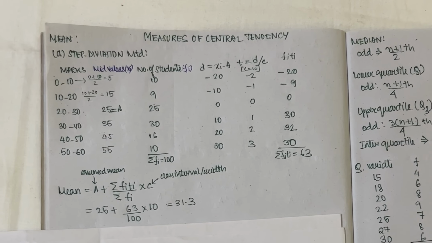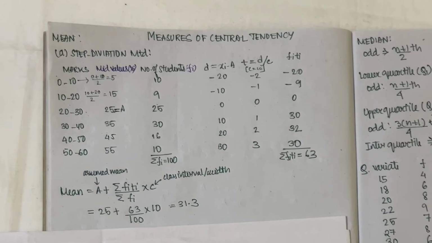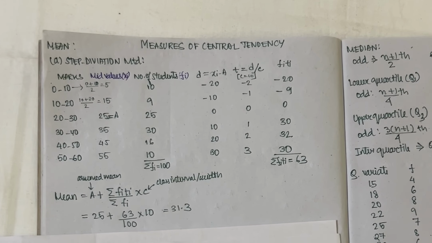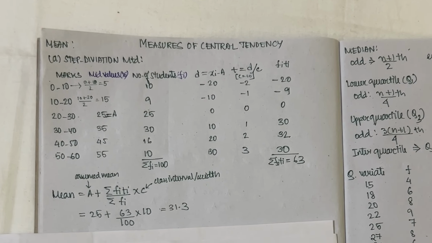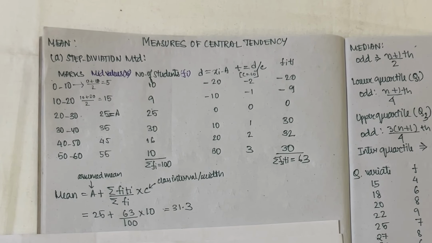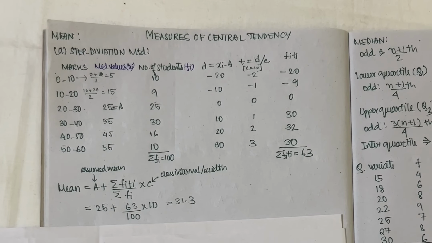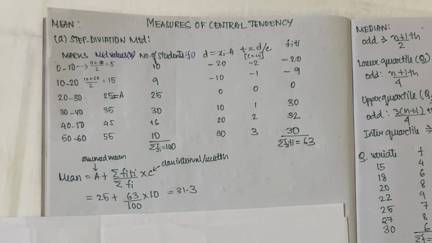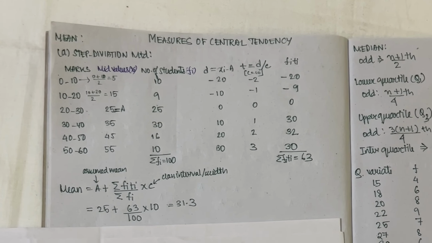Today I am starting with measures of central tendency. All the important sums that are chances of coming of them are high. These sums are important for class 10 ICSE, which is on 2nd of March. Now, first we are going to see mean.